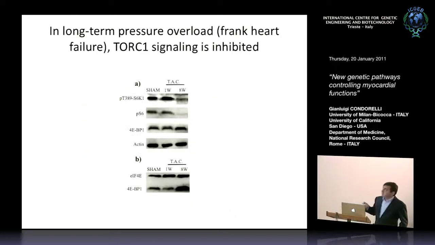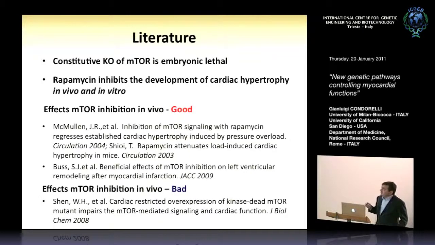But in the long term, if you keep this pressure overload stimulus, you have a decreased activity of mTOR. So this is frank heart failure, the heart that has been undergoing stress for many days, many weeks. So there is a decrease in this pathway. And the literature on this is divided among those who believe that inhibiting mTOR in a setting of cardiac hypertrophy is good, because there are some papers that show that if you give rapamycin to mice that undergo hypertrophy, there is a better cardiac function.